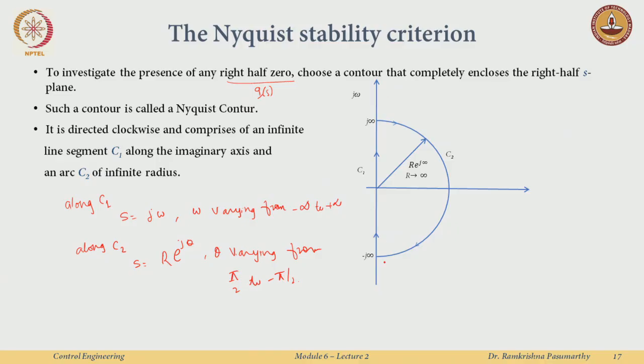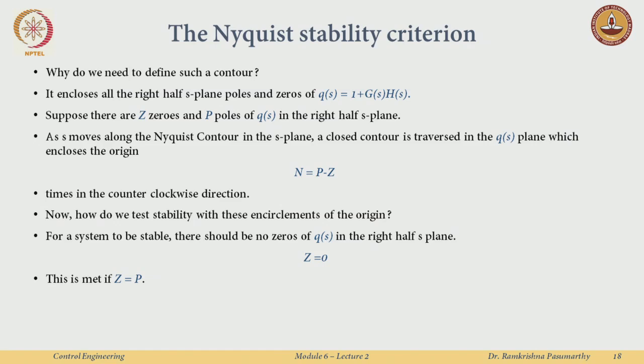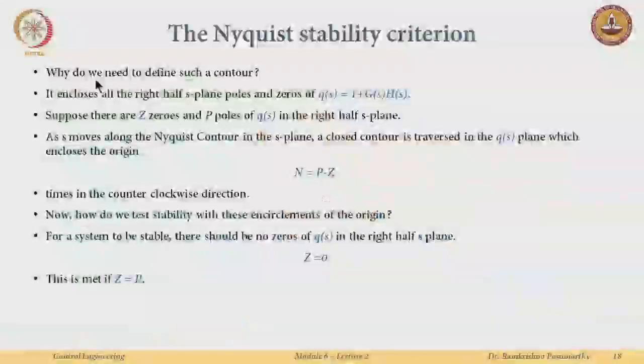Okay. Now we will ask some questions. First is, why do we need to define a contour? I have to start from 0, go till j omega infinity, minus j omega infinity. Not only that, I also have to travel R e power j theta with R going to infinity. Why do I need to do this? Well, such a contour encloses all the right half poles and zeros of my characteristic equation.